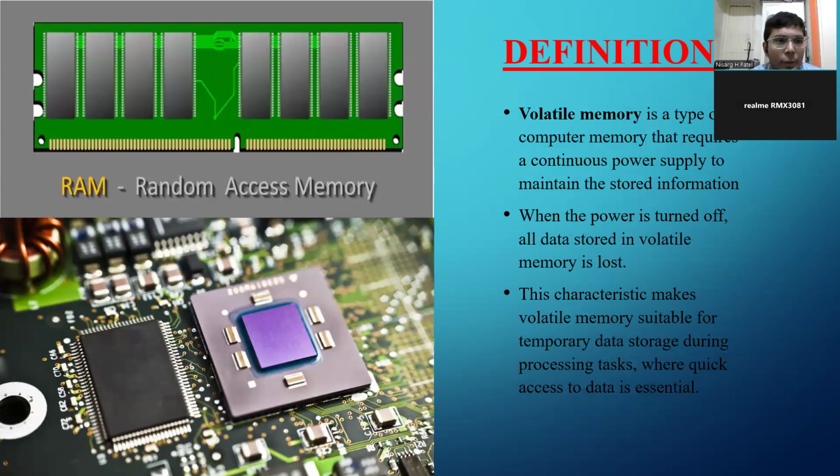Volatile memory is a type of memory which requires a continuous supply of power to maintain the information stored in it. Even when the power is turned off, the data stored just before the power off will not be accessed again. It will be completely lost. This type of characteristic makes volatile memory suitable for temporary storage devices.